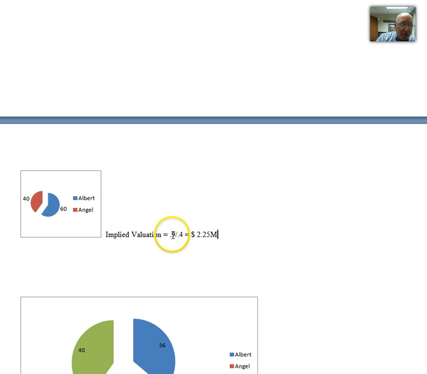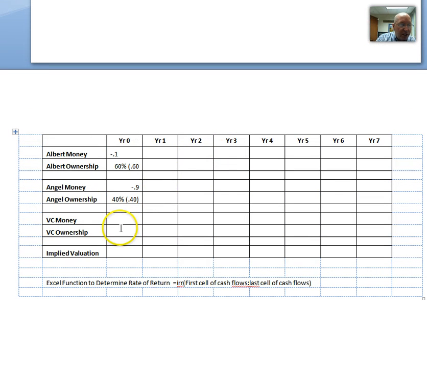So again, the implied valuation is how much was paid divided by how much was purchased, and this is why it's important to remember that 40% is 0.4, and that'll tell you the amount of the total pie. So by buying this part of the pie for 900,000, that values the entire pie as 2.25 million. So I can enter 2.25 million, and I need to put a $ sign in front of that.